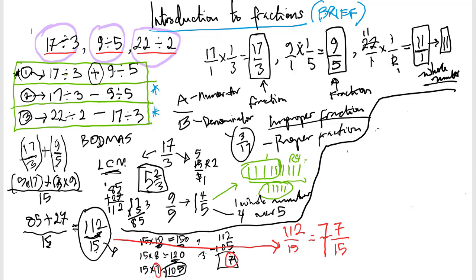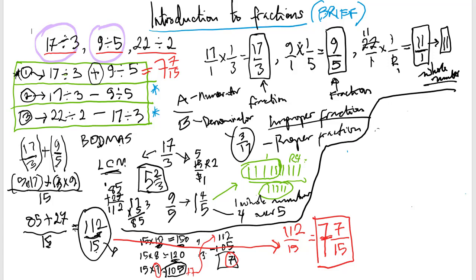So to check if we're correct, if we do 15 times 7, we'll get 105. Then if we add 105 to 7, you should get 112. So this is the answer. This is one way of getting the answer to this question. That's 7 whole number 7 over 15. That's the answer.